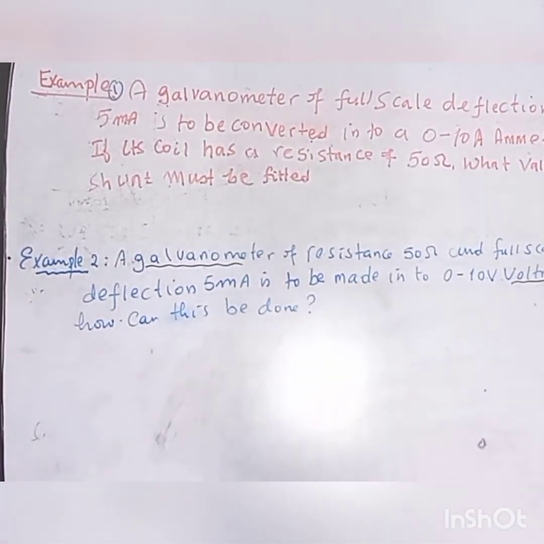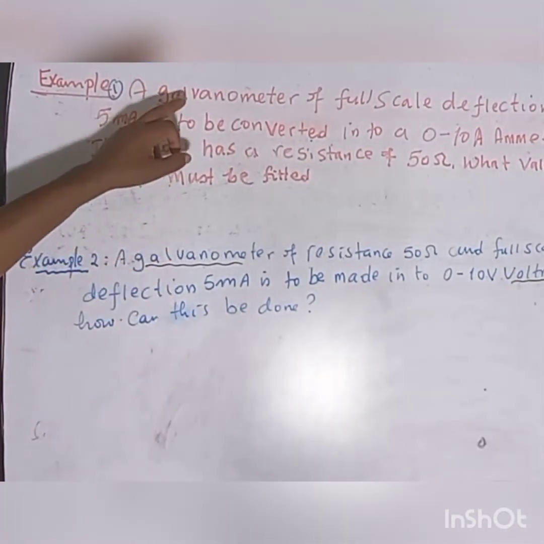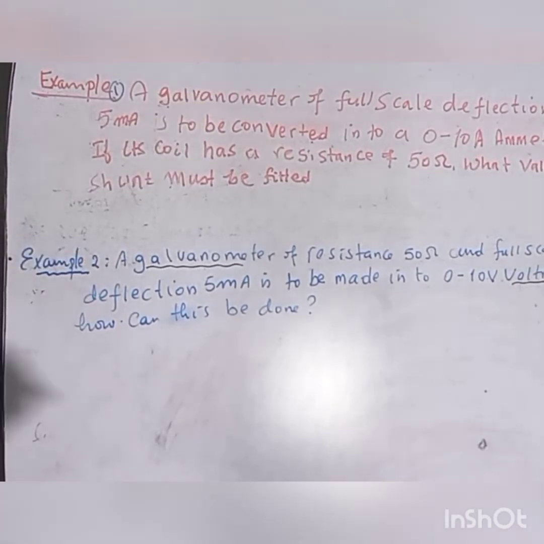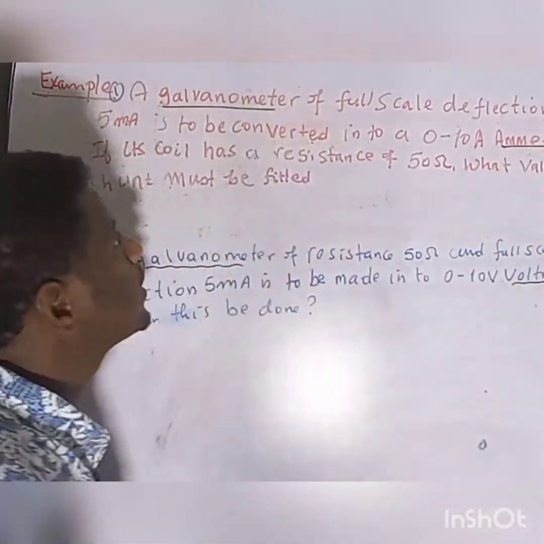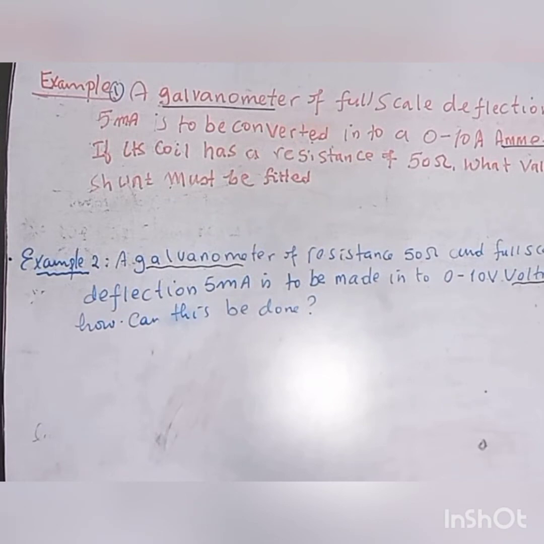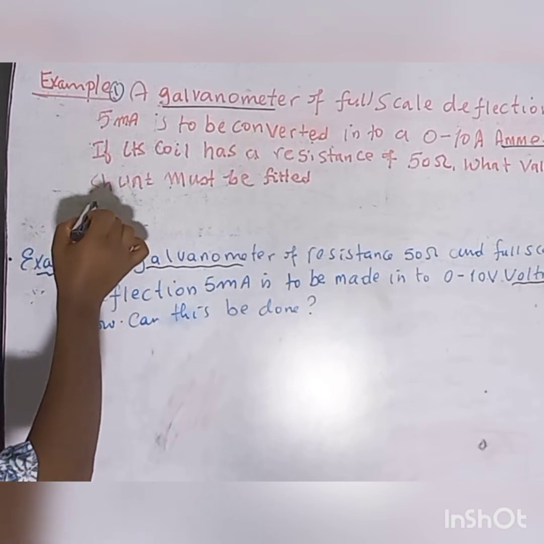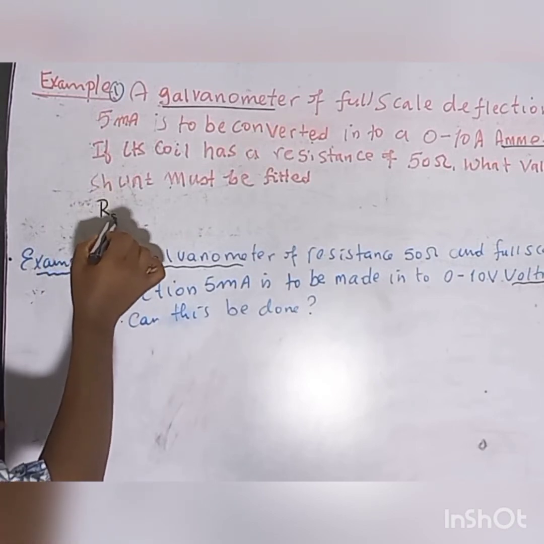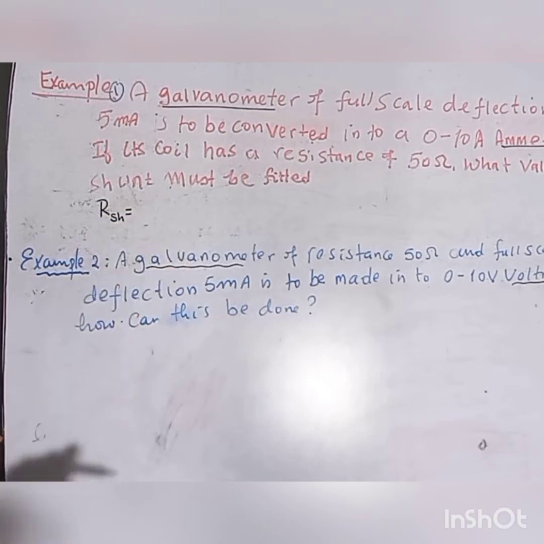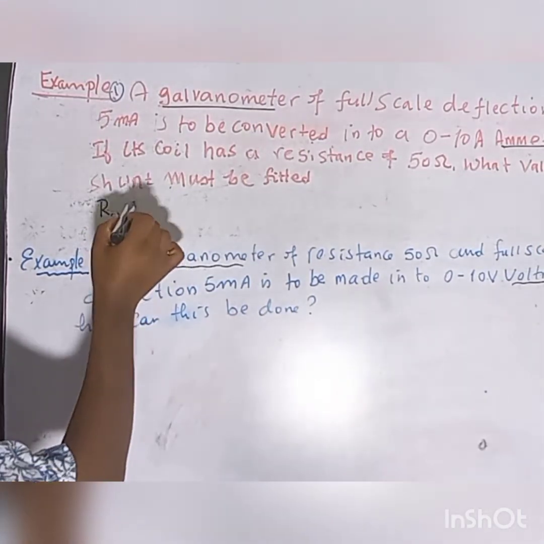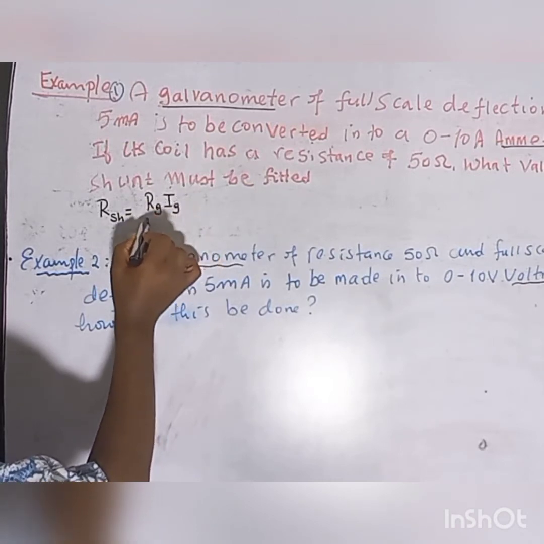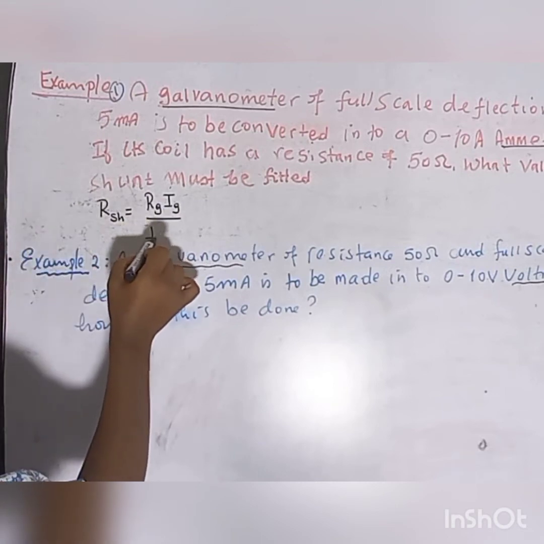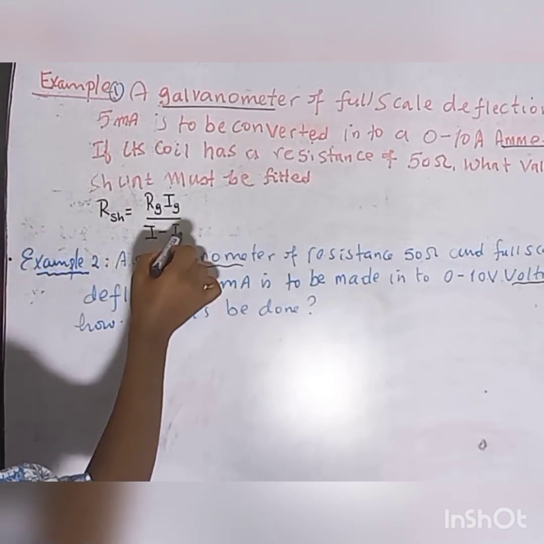Now let's see an example of a galvanometer as an ammeter and a galvanometer as a voltmeter. The first example, galvanometer as an ammeter. To use a galvanometer as an ammeter, we use a shunt resistor. The value of the shunt resistor equals RG IG, the resistance of the galvanometer times the current through the galvanometer, over the current from the source minus the current through the galvanometer.